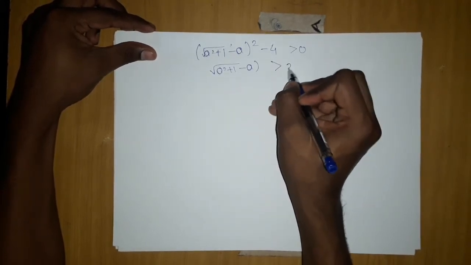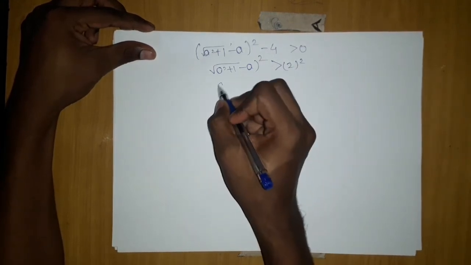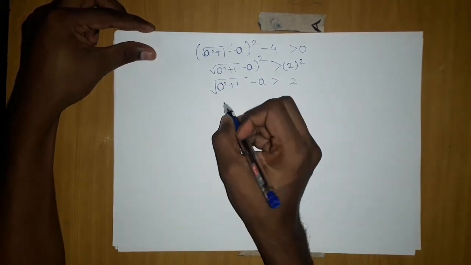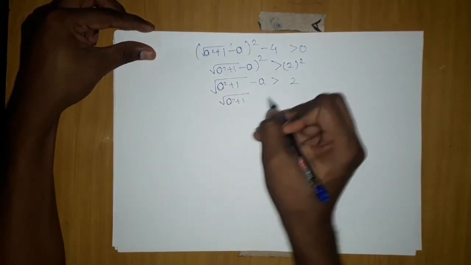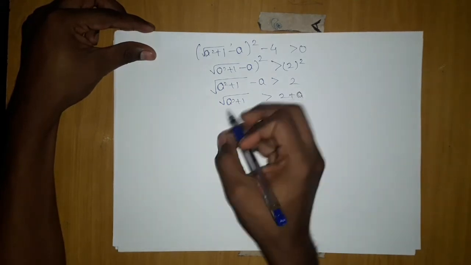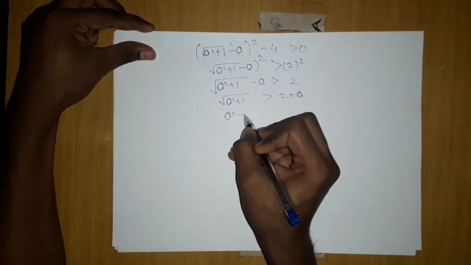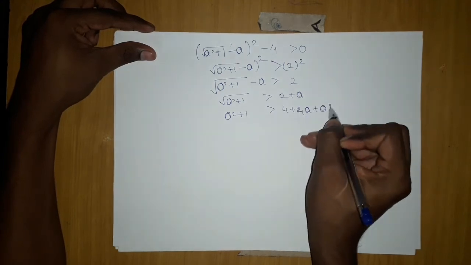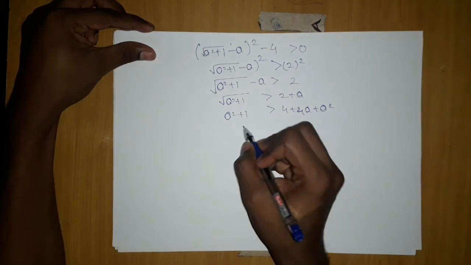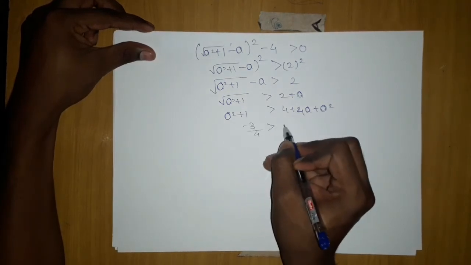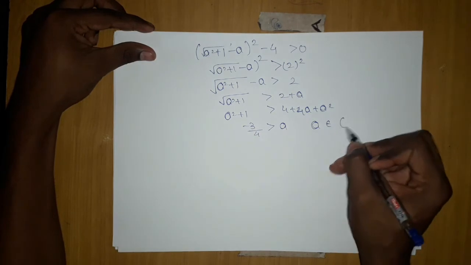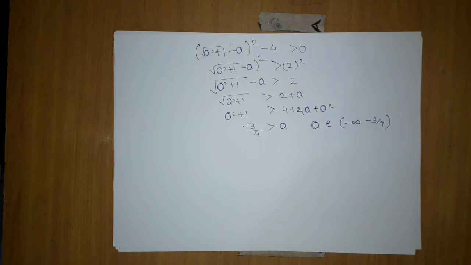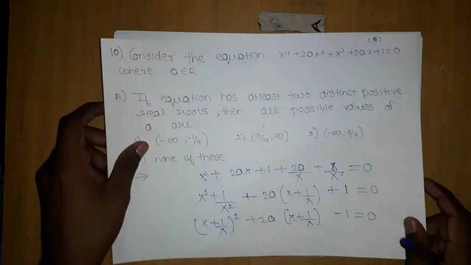Further, let's take this a square plus 1 minus a, this side will be 2 square. Taking under root both sides, what are we getting? Under root a square plus 1 minus a should be greater than 2. Further, under root a square plus 1 should be greater than 2 plus a. If I now square both sides, what do I get? A square plus 1 will be 4 plus 4a plus a square. A square will cancel out. If I move it that side, minus 3 by 4, so a should be less than, that is, minus infinity to minus 3 by 4. Is there any option for this? Yes, now our option is matching.